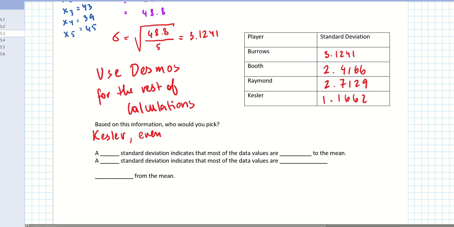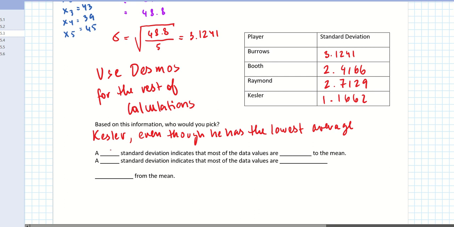Even though he has the lowest average, he is the most consistent. So sometimes consistency is more important than the average. So even though he has the lowest average, again, he's the most consistent.